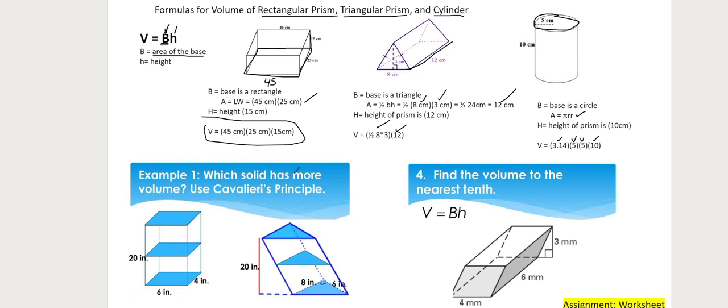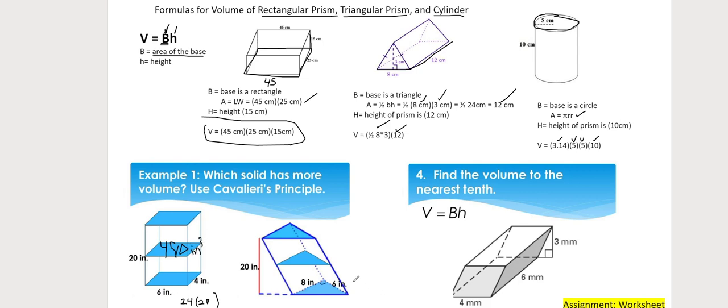Okay. Now, if we look at this problem on the bottom, it says, which of the solids has more volume? Which one has more volume? Well, to find the volume, again, for the rectangular prism, it's the area of the base, 6 times 4 is 24. So you do 24 times the height, which is 20. And we have 24 times 20, which is equal to 480. So the volume for this is 480 inches cubed. Whenever it's volume, it is cubed.